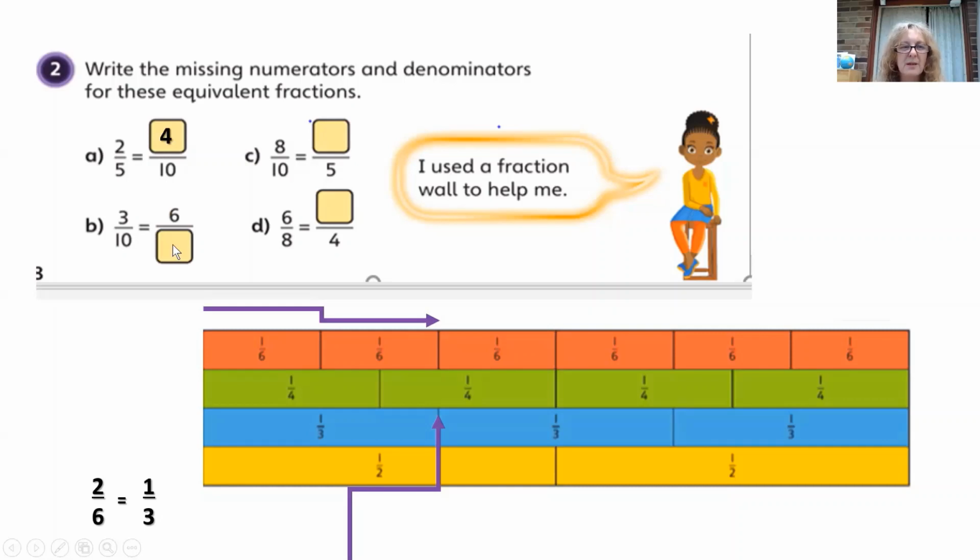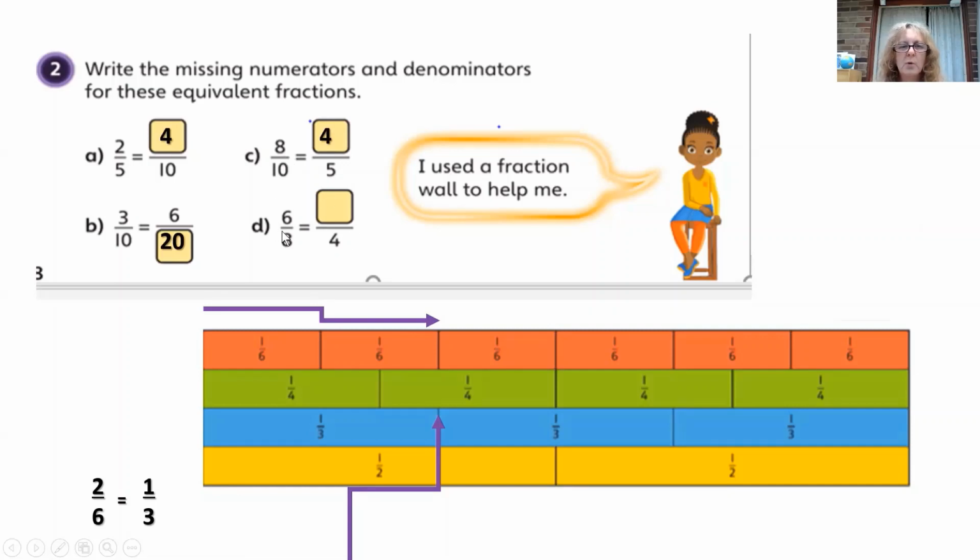So this one's going to be a big number, isn't it? 10 times 2 would give me 20, so that would be equivalent to that. If we look here, my number's actually got smaller. It's got smaller, so I've had to divide it by 2. 10 divided by 2 gives me 5. 8 divided by 2 would give me 4. So 4/5 is exactly, well, not exactly the same, it's equivalent to 8/10.